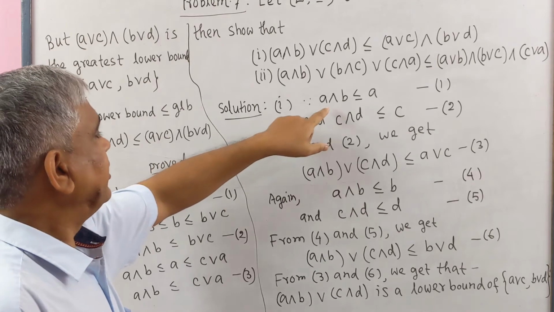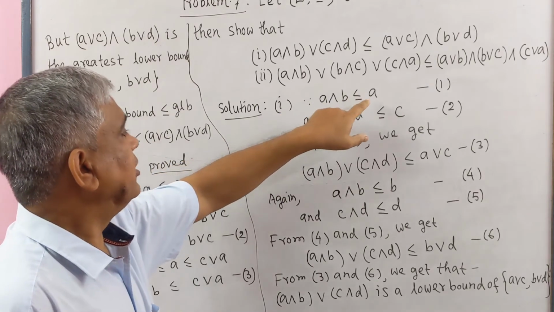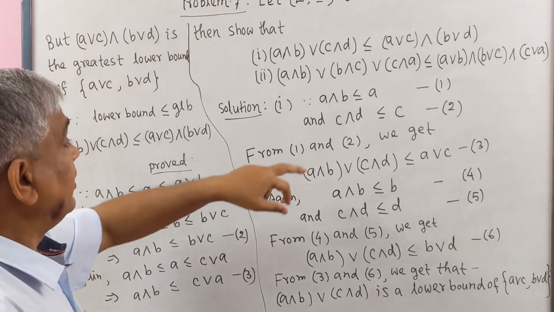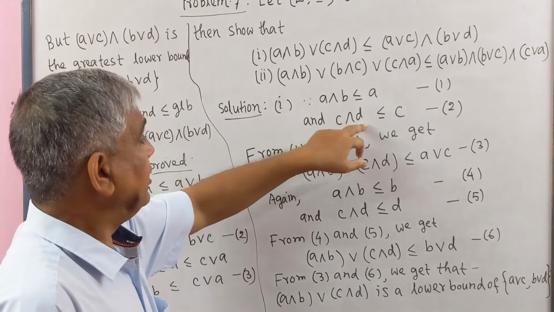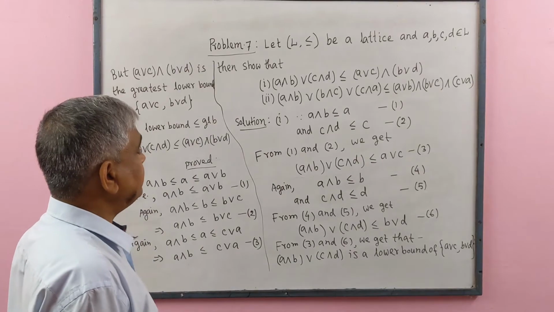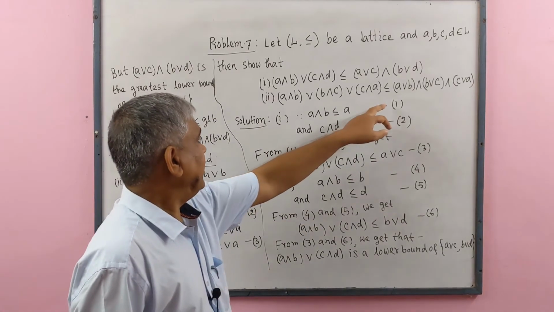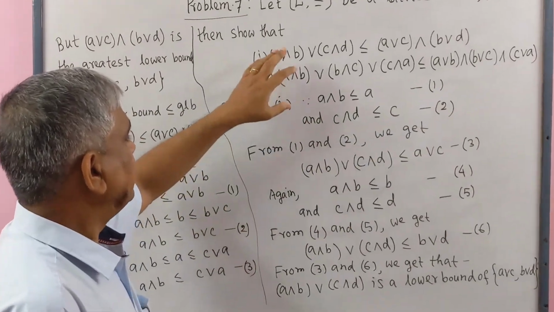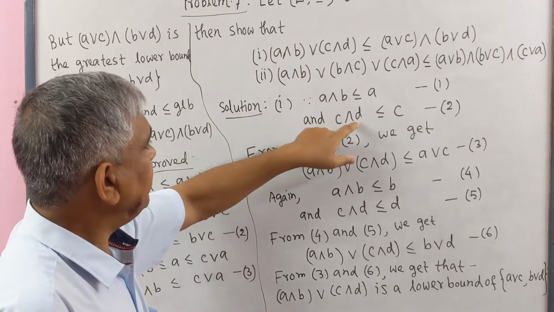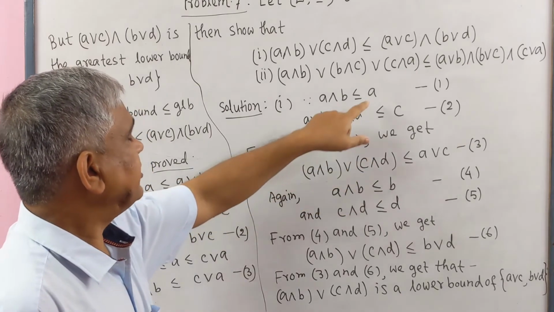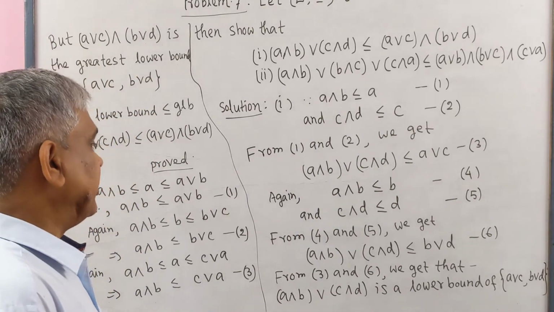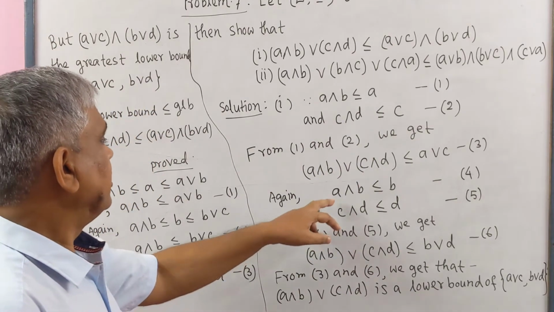Since we know that A meet B less than equal to A, this is number 1 inequality, and C meet D less than equal to C, this is number 2 inequality. If we join 1 and 2 of both sides, we get A meet B join C meet D, left side. In right side, A join C. This is number 3.